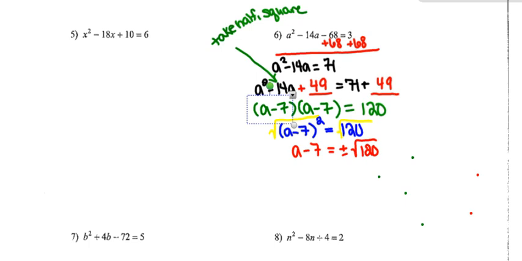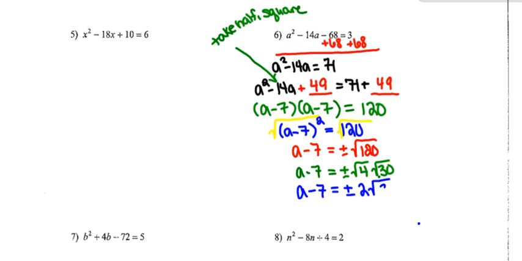Unlike the first example, where the number under the square root was prime, this time that 120 that's living underneath the square root does have a factor that's a perfect square, and it does need to be simplified. So I'm going to go ahead and simplify that radical. That 120 can be factored into 4 times 30. And in this case, 4 is the perfect square factor. 30 is not the perfect square. So that ends up being 2 square roots of 30.